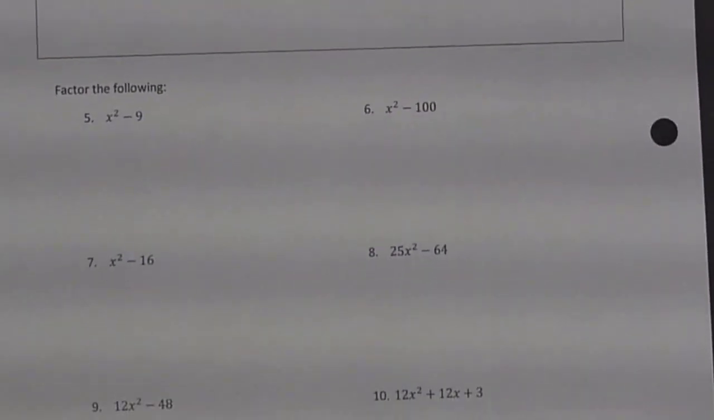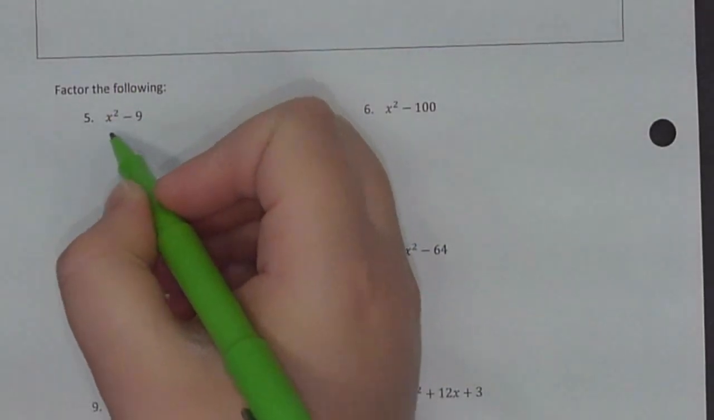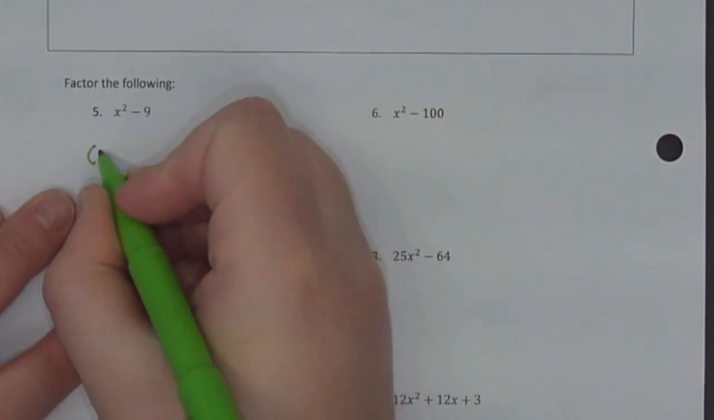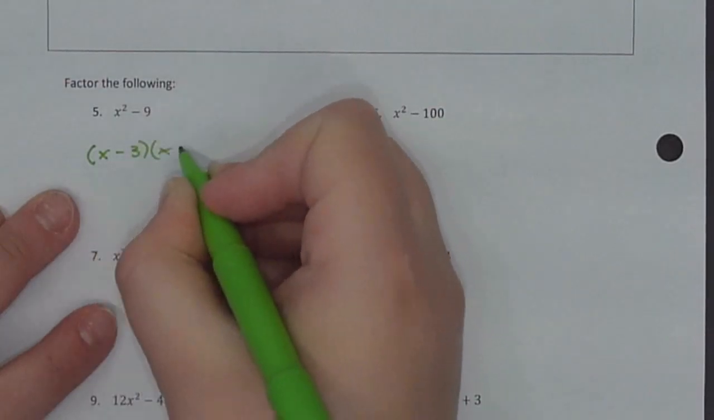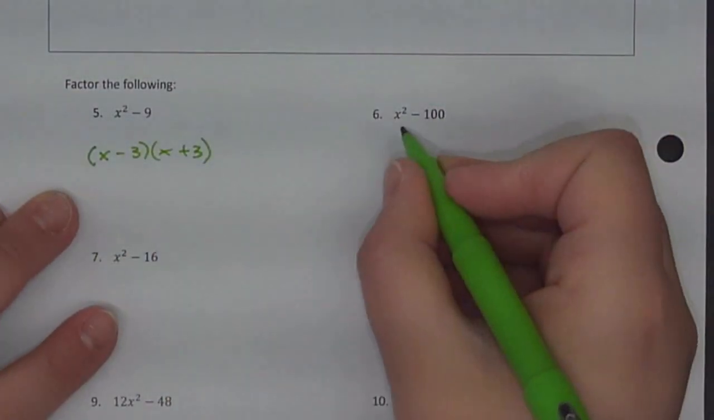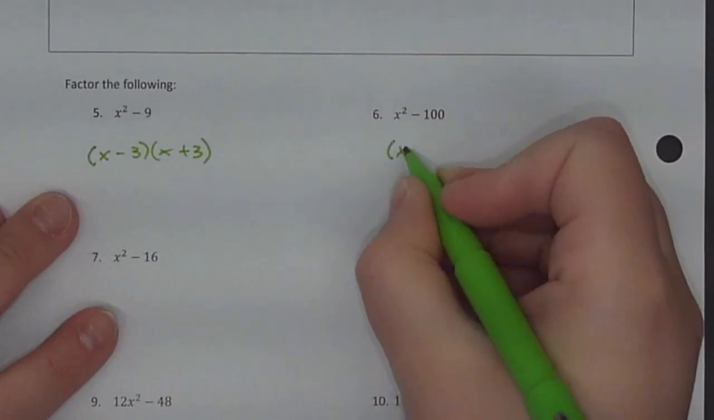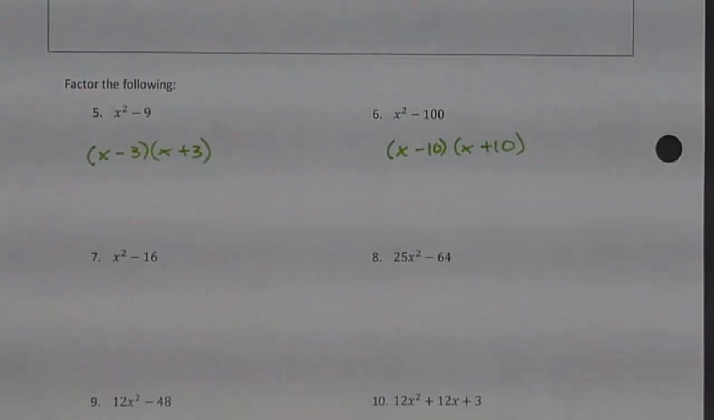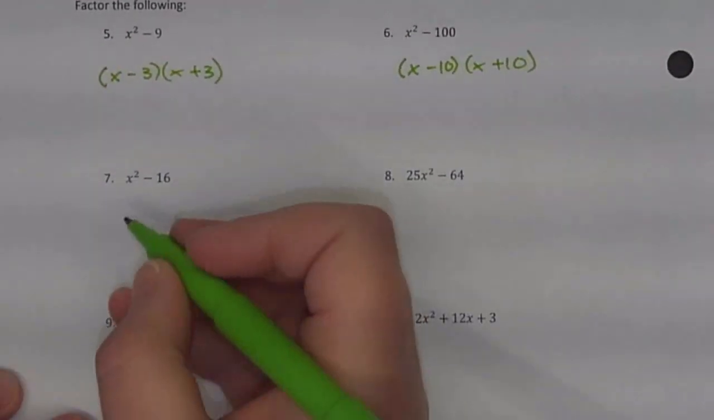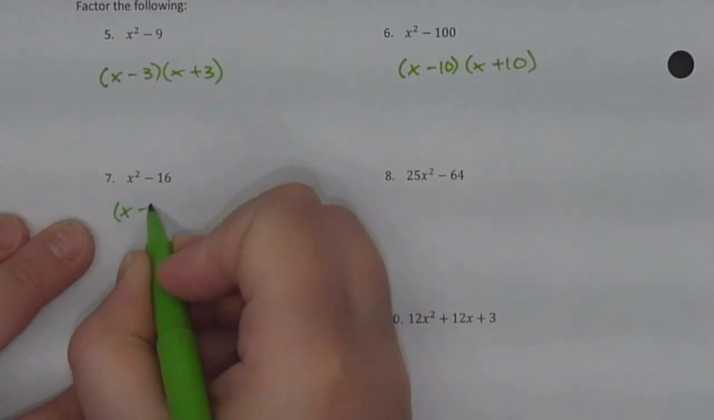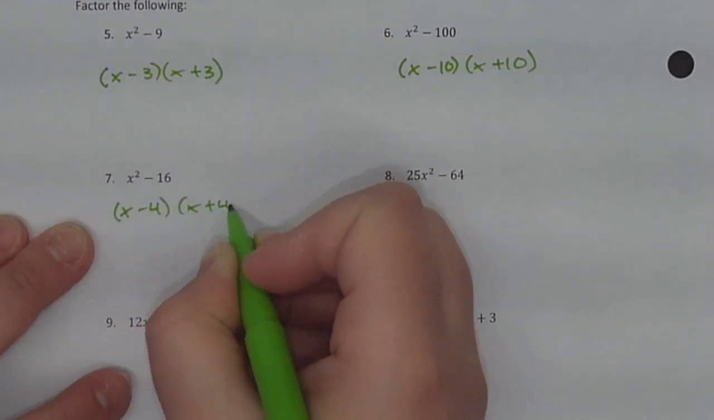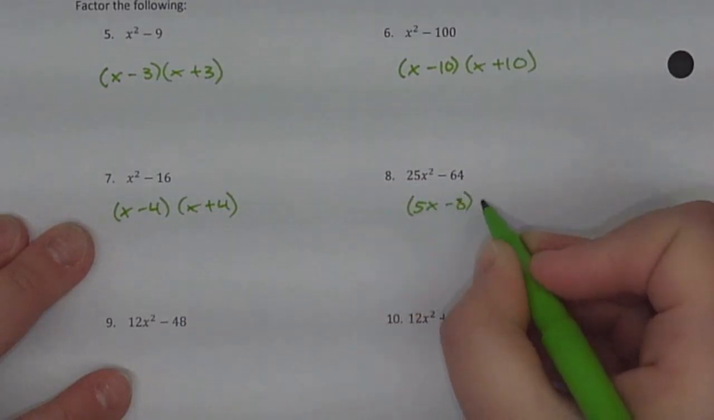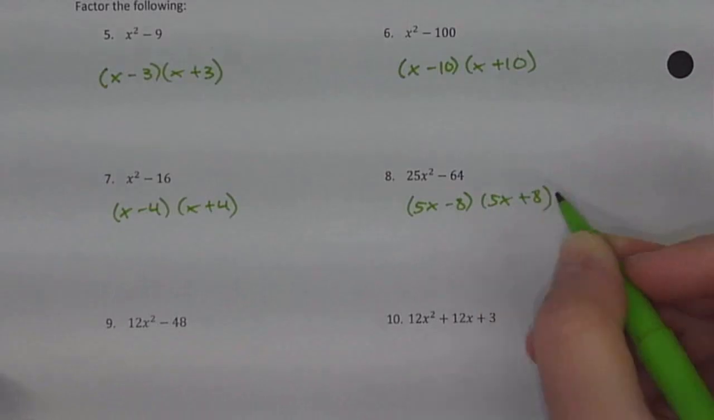Let's look at number 5 here. Both of these terms are perfect squares. The middle is a minus, so that means we can factor it. So x minus 3, x plus 3. Both of these are perfect squares, so we can factor it. X minus 10, x plus 10. Number 7, both of them are perfect squares. So x minus 4, x plus 4. Both of these are perfect squares, so 5x minus 8, 5x plus 8.